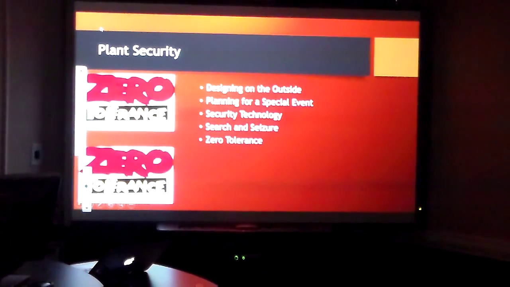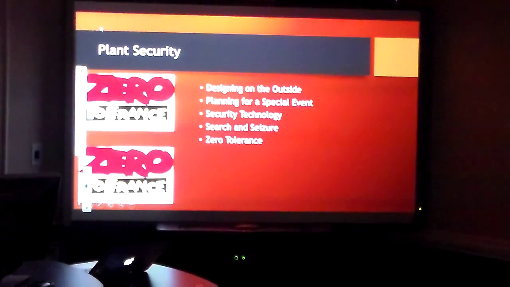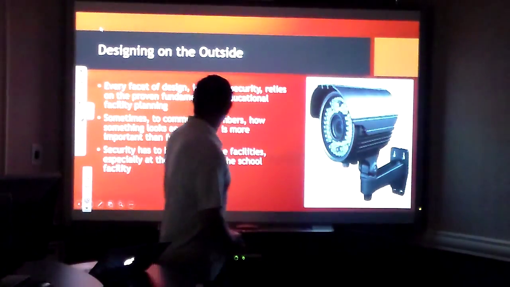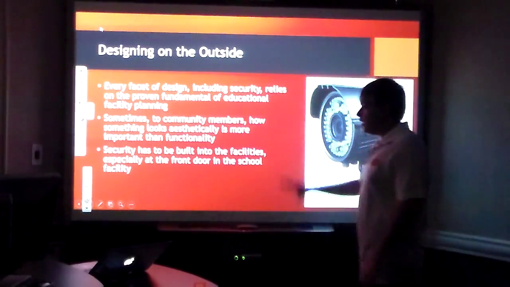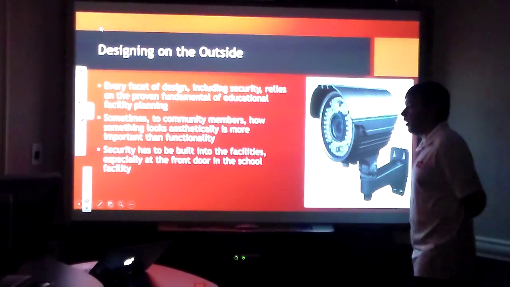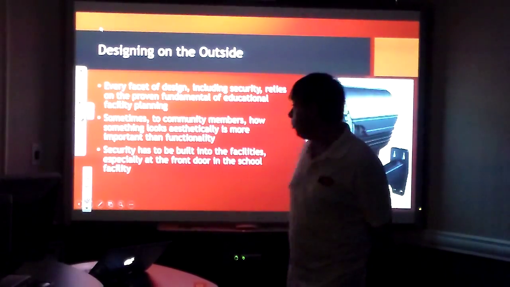So plant security, we'll go over 5 different things that we need to know about plant security, including designing on the outside, planning for a special event, security technology, search and seizure, and zero tolerance. So every facet of design relies on different facility planning, meaning that sometimes community members care more about how something looks aesthetically than functionally. So your school needs to be a beautiful place.